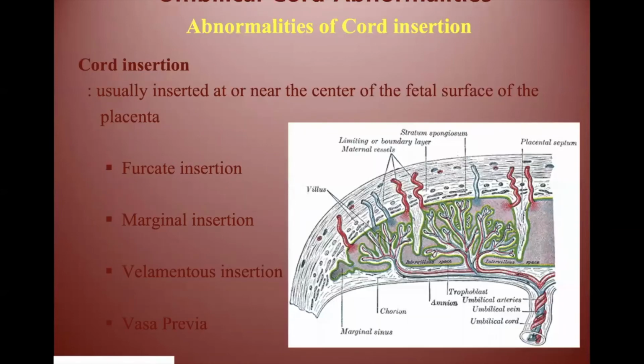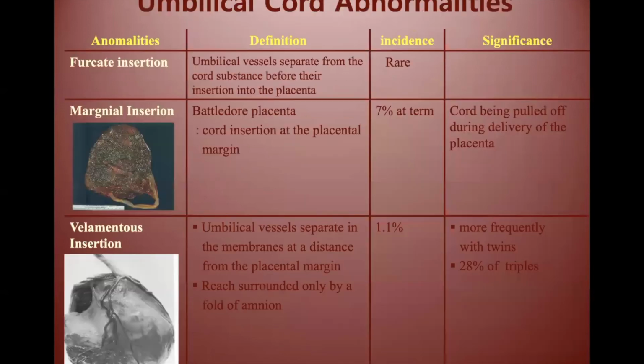And also we have abnormalities of cord insertion. We know the cord normally inserts centrally into the placental disc, but eccentric, marginal, or filamentous insertion are variants. The latter two are clinically important because the cord or its vessels may be torn during labor and delivery.